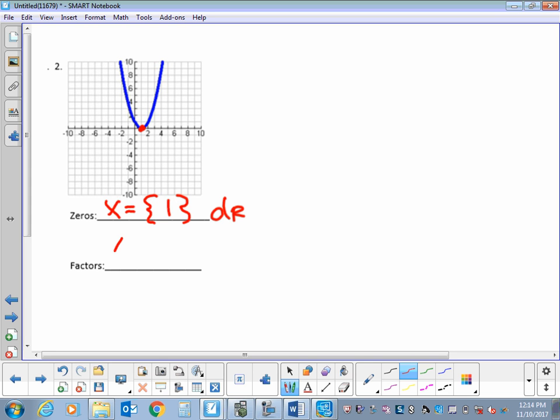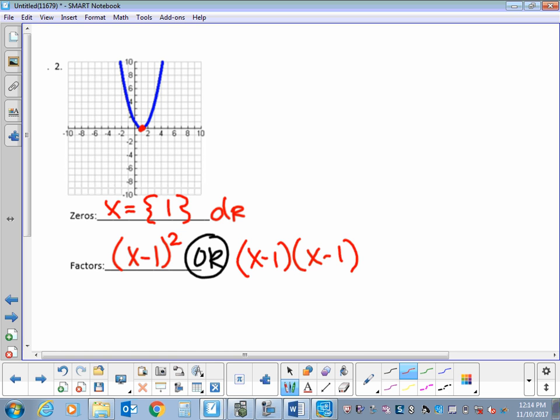So what are my factors here? Just one factor? You can do it that way, or you can write it twice, as long as you know that just because it looks like it's only one x-intercept, there's really two. There's always at least two. So it is a double root. It's hitting that 1 twice.